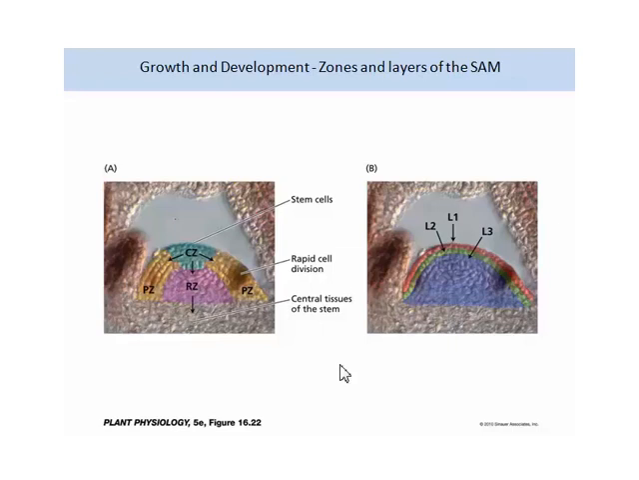The image on the slide shows a high-power microscopy of the zones and the layers of the SAM, the shoot apical meristem. As we described in the previous slide, you have the central zone, where the cluster of infrequently dividing cells occurs. The peripheral zones, either side of the central zone, and the rib zone. These cells give rise to internal tissues of the stem.